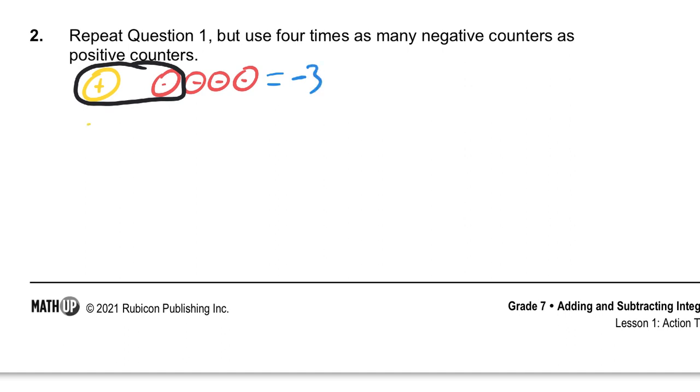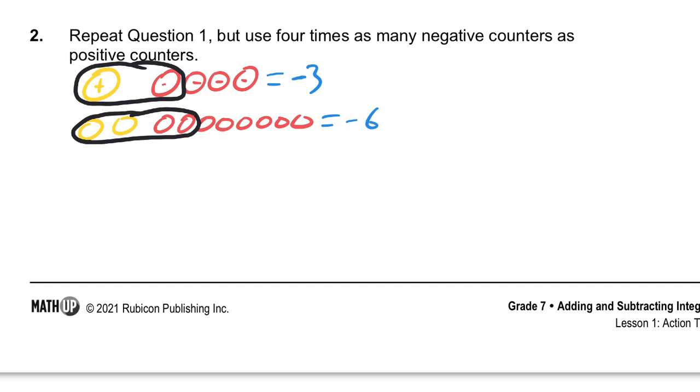All right, if I've got 2 positives, I'm going to have 4 times as many, which is 2 times 4, which is 8. 2, 3, 4, 5, 6, 7, 8. Now I'm looking at my 0 pairs, which are right here. Those will cancel each other out, right? 2, take away 2, I'm at 0. Now I just pay attention to what I have left, which is 6 negatives, or -6.